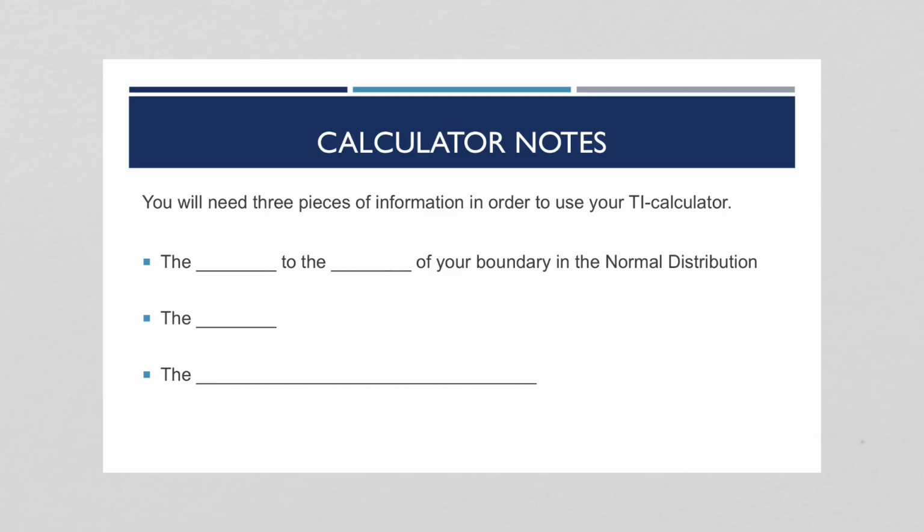So we're going to need 3 pieces of information. For older calculators, you need the area to the left of your boundary in the normal distribution. So again, having a sketch of the normal distribution will help you determine what that area is. For newer calculators, you are going to be able to tell your calculator, I'm looking at the area to the left, to the right, or in the center of the distribution. Aside from needing to know the area, you again will need to know the mean and the standard deviation.